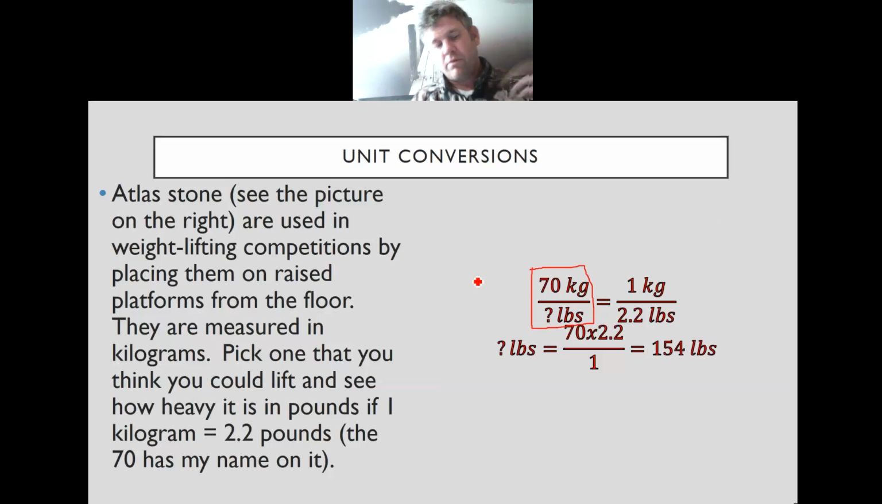So if all of a sudden you picked 30, you picked 150, you picked 90, you picked 50, whatever, that number is going to go right here on the top, right? In this case, we're trying to find pounds. So because we're trying to find pounds, that's going to be my unknown right there, all right? Over here, this is my conversion factor. So this is what they gave me in this area over here, right? So I got 1 kilogram equals 2.2 pounds.